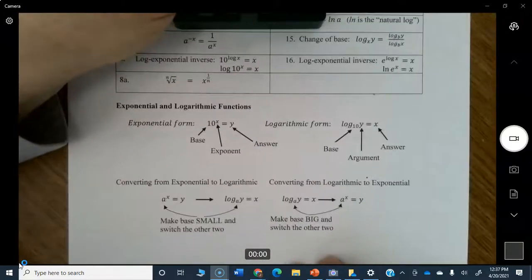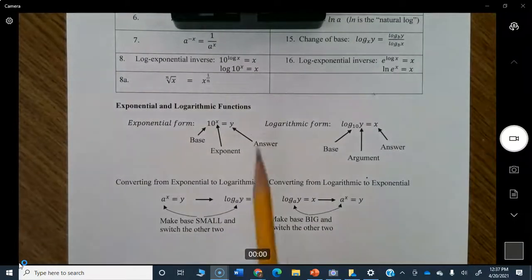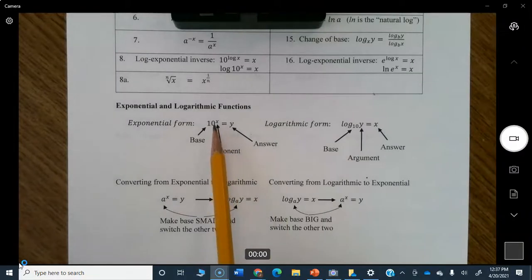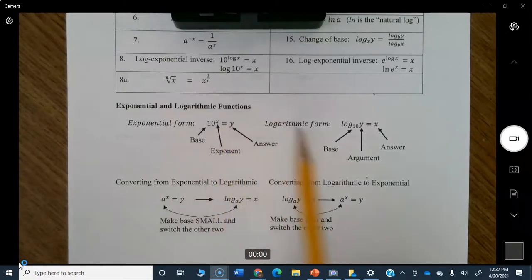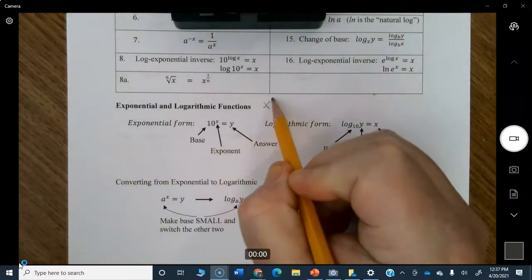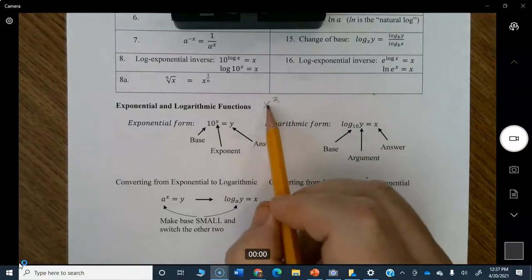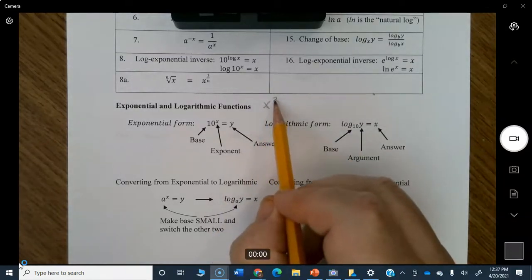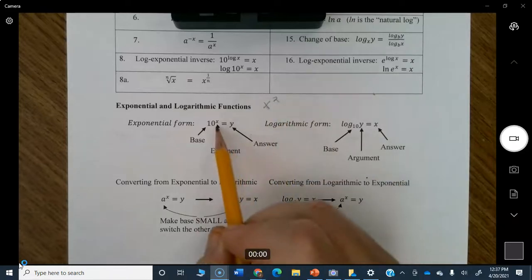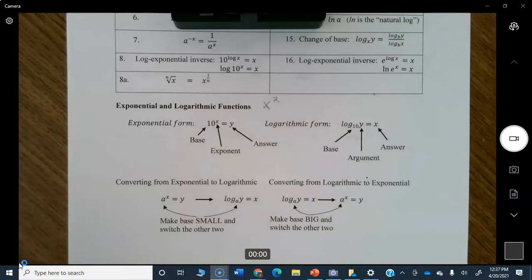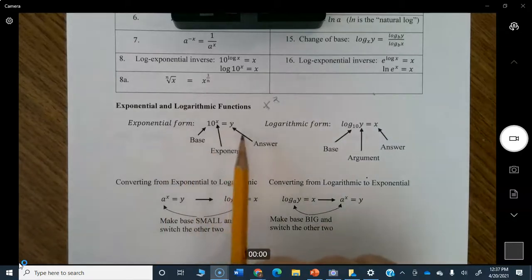So what are we talking about with an exponential? An exponential is an equation where the exponent is a variable. So if you said x squared, that's not an exponential. The variable is the base of that number, and then it's raised to the second power. This is an exponential because it has a variable in the exponent. So this is exponential form.